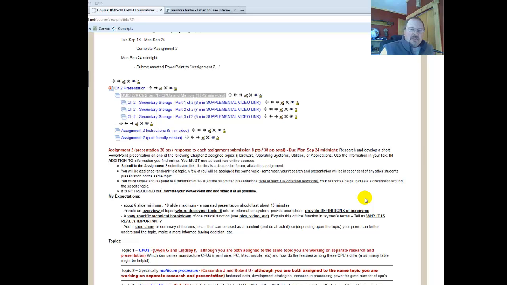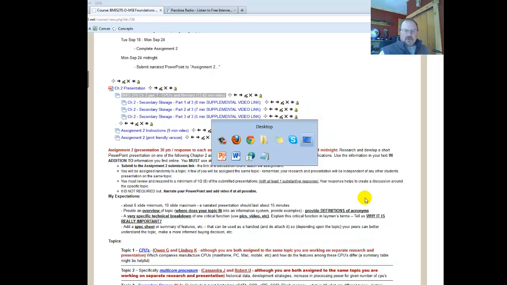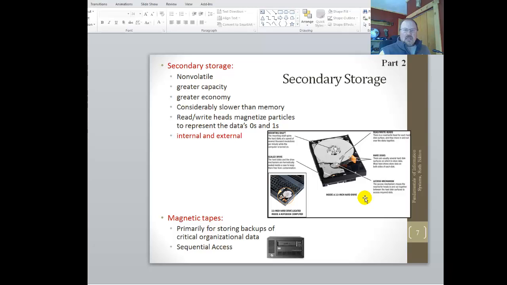Hi, BMIS 270. This is Chapter 2, Part 2, and we'll focus on secondary storage and operating systems. Secondary storage covers your hard drives, tape devices, all of those sorts of non-volatile peripherals within your computer itself.